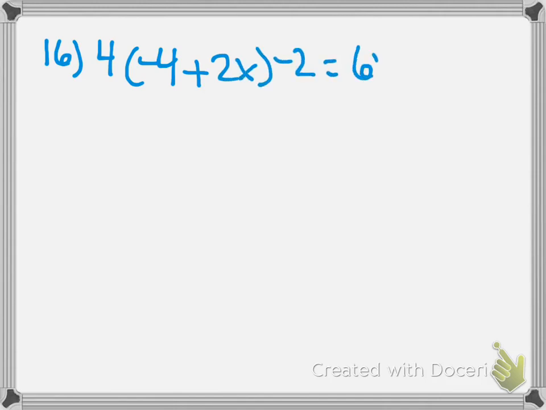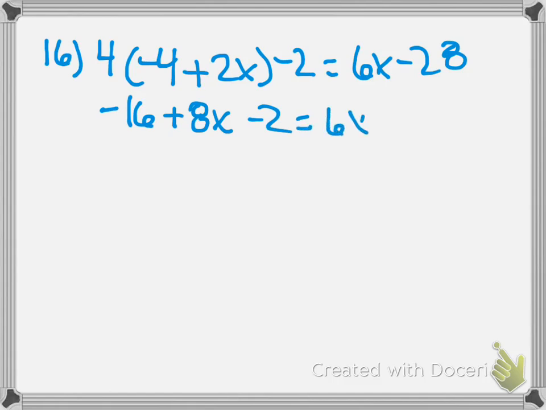Okay, final question for this part. 4 parentheses, negative 4 plus 2x, close parentheses, minus 2 equals 6x minus 28. Okay, so a long problem, but let's distribute. 4 times negative 4 is negative 16. 4 times 2x is 8x, minus 2 equals what it equals. Then like terms, I see there are 3 things on the left side, so I can combine those. Negative 16 minus 2 is negative 18 equals 6x minus 28.